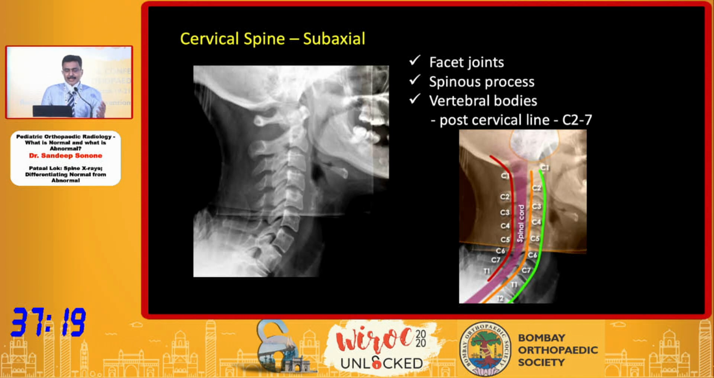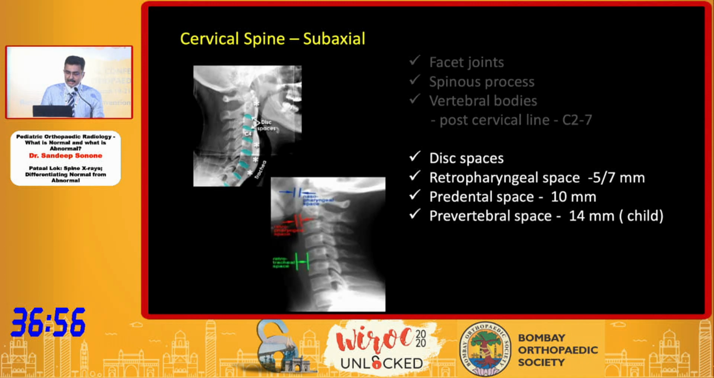Moving on to the local areas, the cervical spine, the normal examination, normal points should be noted like bony landmarks, the facet joints, the spinous process, the vertebral bodies, and also it makes sense to make a mental note of these three lines, the anterior, middle, and the posterior spinous process line. Any deviation from this can give an idea of abnormality.